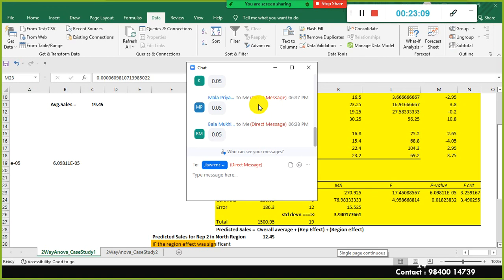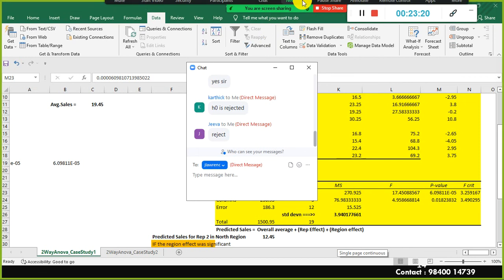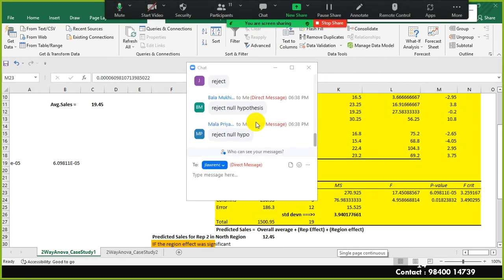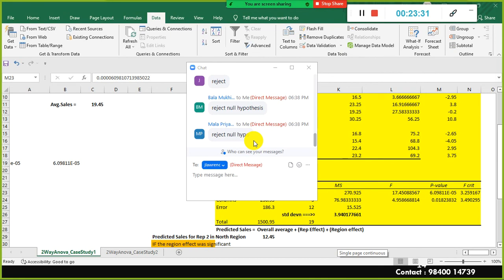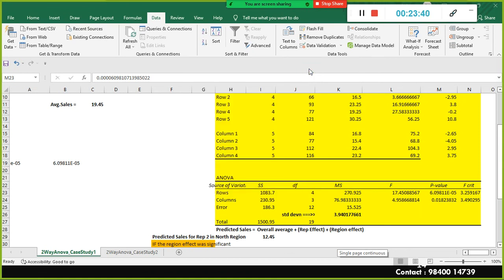Yeah, Mukilan also, alpha value. If the P value is less than alpha, what are we going to do? Yesterday you typed it correctly, Mukilan or Mala. Mala, you typed it. So what if the P value is less than alpha? Reject the null hypothesis. Please remember, Aruna, can you understand what I am telling you? P is less than alpha. If you get the P value less than alpha, you need to reject the null hypothesis. Very good, right? So reject the null hypothesis.